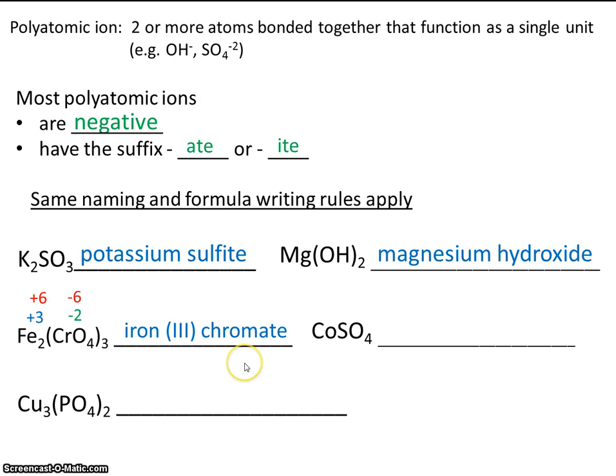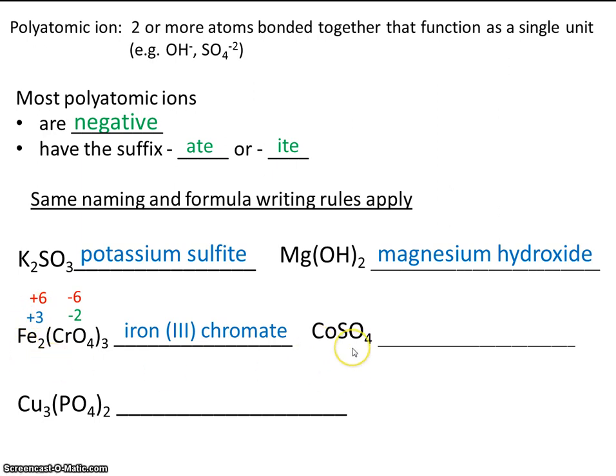Notice a couple things here. We're not saying iron 6, we're saying iron 3. So we're reporting what the charge is on just one iron. Also notice that this 3 does not tell us that there are 3 irons. What this 3 tells us is that iron has a charge of +3.